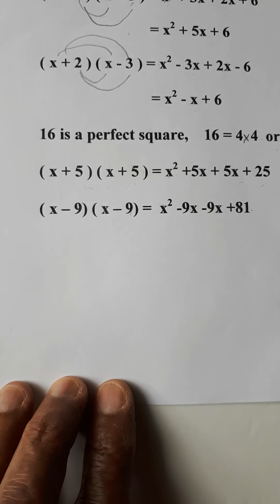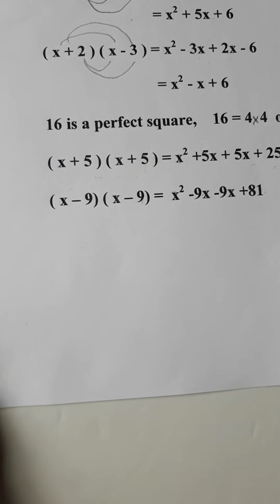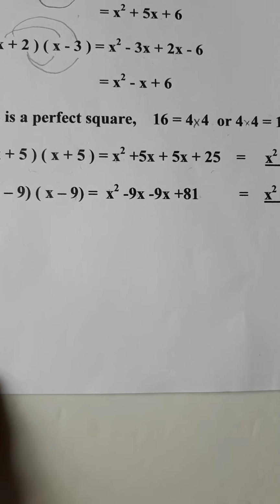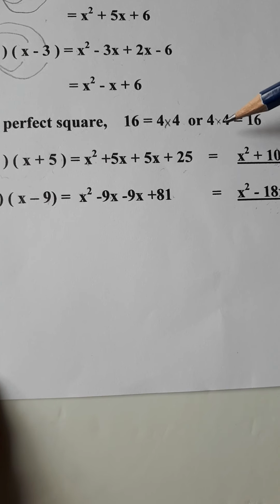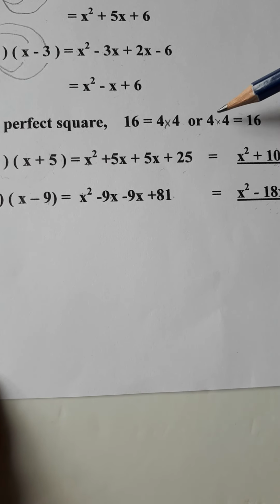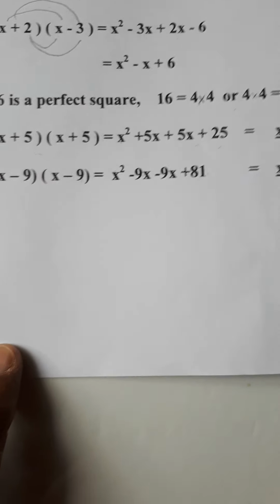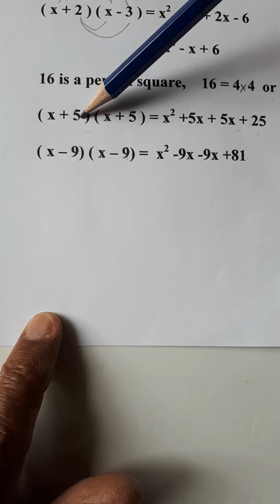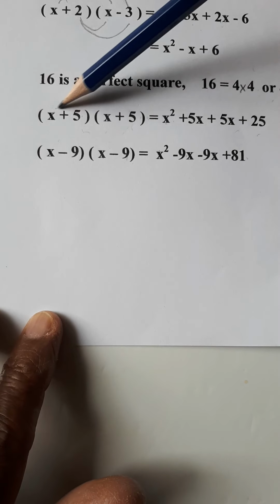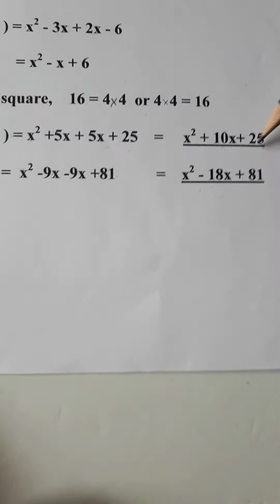Now our next topic is perfect squares. We know that 16 is a perfect square because 16 is equal to 4 times 4. So when you multiply the same number 2 times, you get the answer 16. Therefore 16 is called a perfect square. Let's multiply these two and see what happens. x plus 5 multiplied by x plus 5. x squared, 5x, 5x, 25. So this is your answer.